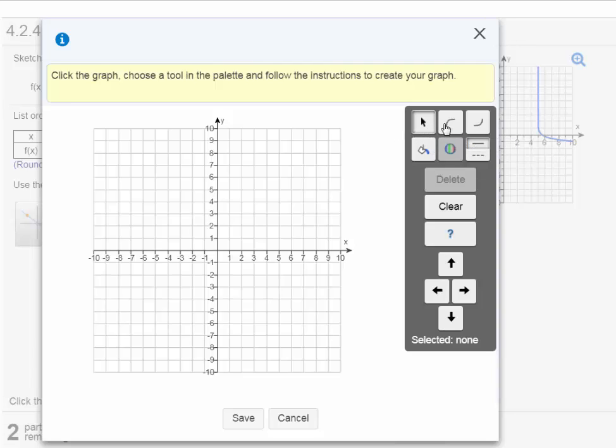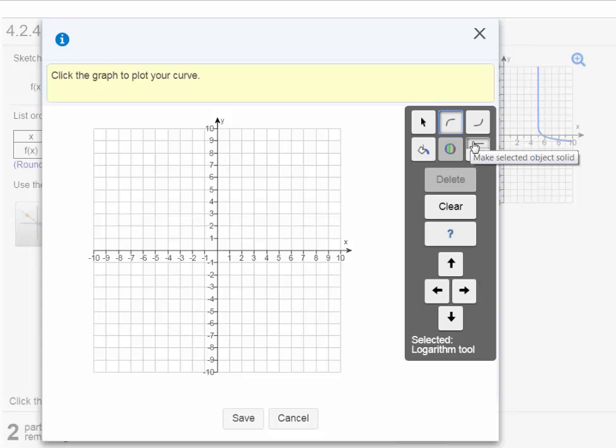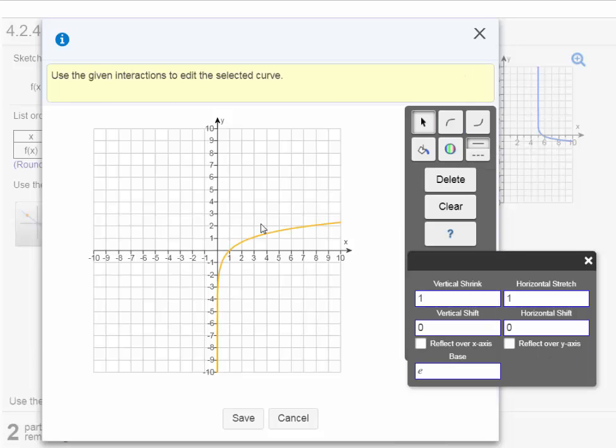Now we're going to go over here. There's two curves here. There's one that says logarithm tool, and there's one that says exponential tool. Since this is a logarithmic function, we're going to choose the first one that says logarithm tool. Let's click on that. Now that that is selected, let's make sure we have the correct line here. It can either be solid or dashed. We want to make sure our object is solid, and that's already selected for us. Let's go ahead and click anywhere inside the graph.